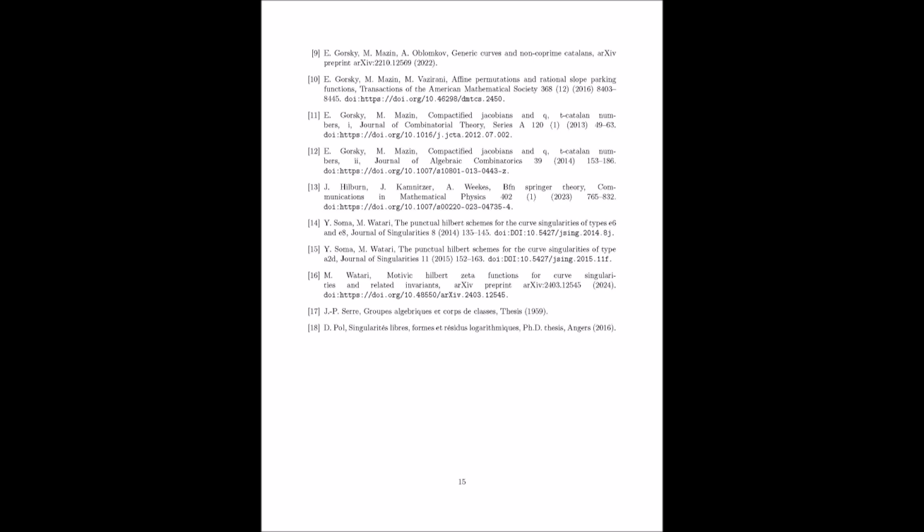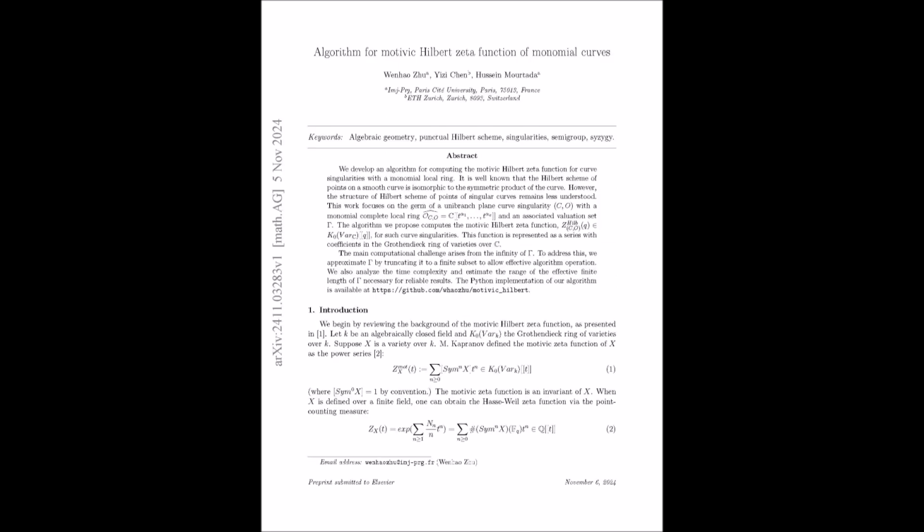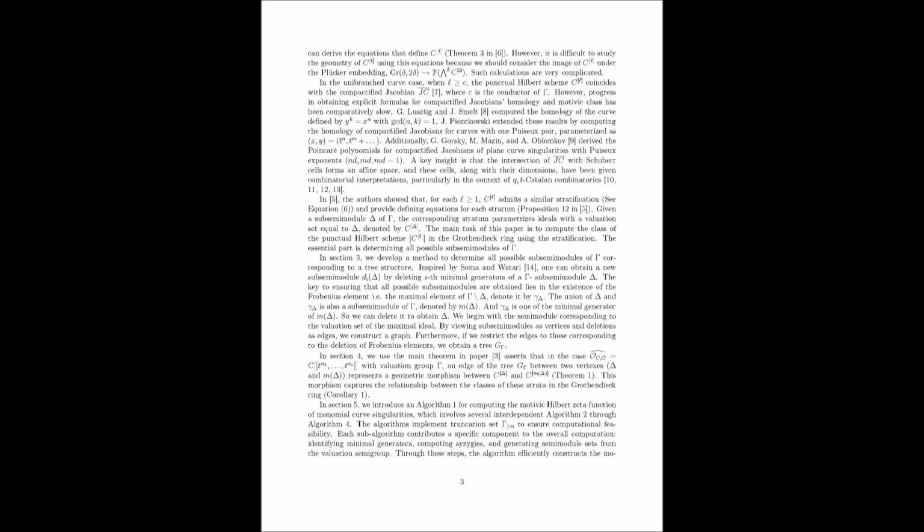Algorithm 4 is the architect. It takes the truncated valuation semigroup as input and constructs the entire tree structure. It systematically generates all the sub-semi-modules and the connections between them, giving us that visual roadmap we talked about. So it's like algorithm 4 builds the map, algorithm 2 provides the landmarks, and algorithm 3 figures out the directions between those landmarks. Precisely. Now, algorithm 1 brings it all together. It initializes with the top node of the tree, which represents the full valuation semigroup, and then systematically explores the tree level by level.